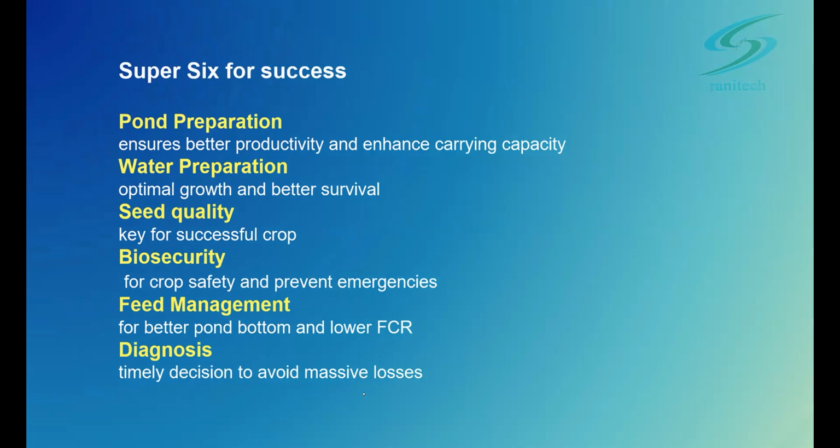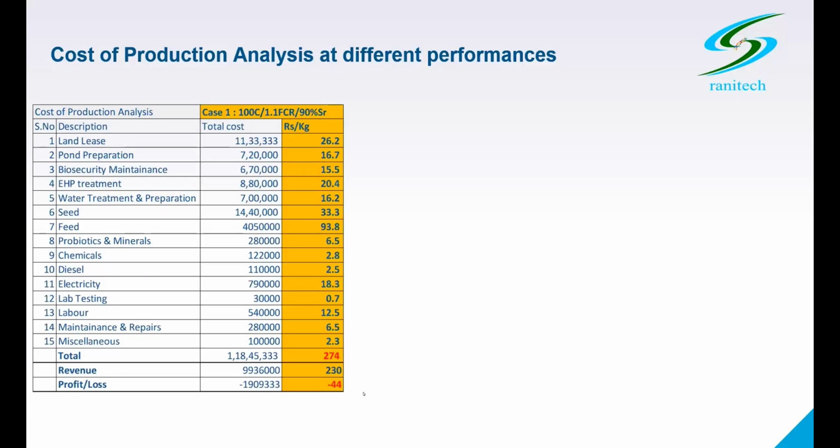So coming back, why we are very much worried, and my entire topic today is actually how to reduce costs. It's not very easy to say, it's not very easy to really practice what I'm talking about now, but definitely we have to try in all the ways, because let us understand what happened. I have a case one here, and these are the figures in rupees in India. So we have 15 parameters: land, lease, pond preparation, biosecurity, maintenance, EHP treatment, seed, feed, whatever.